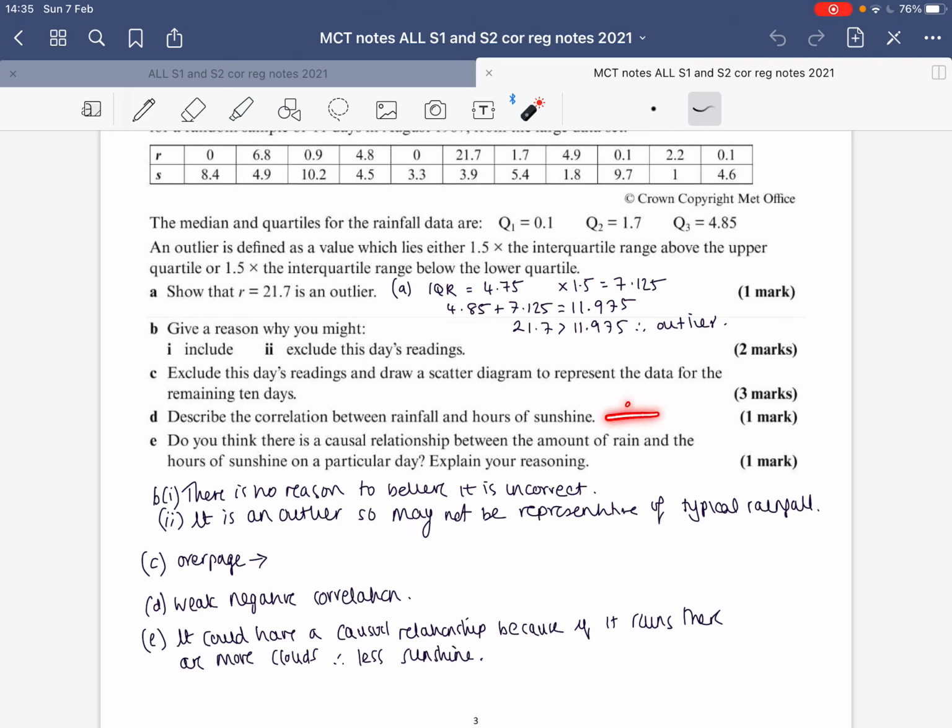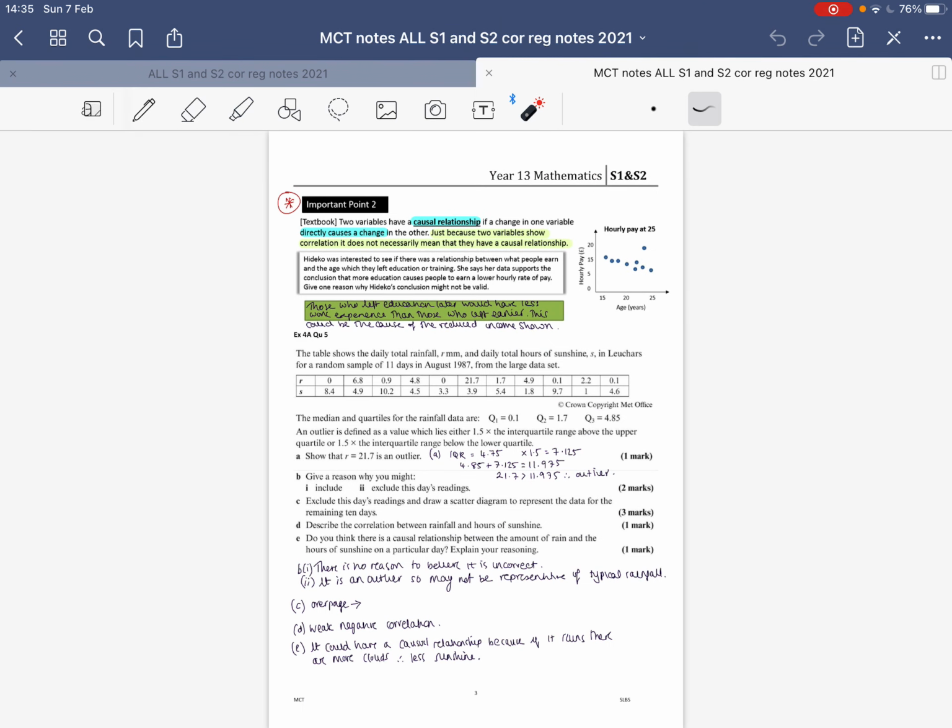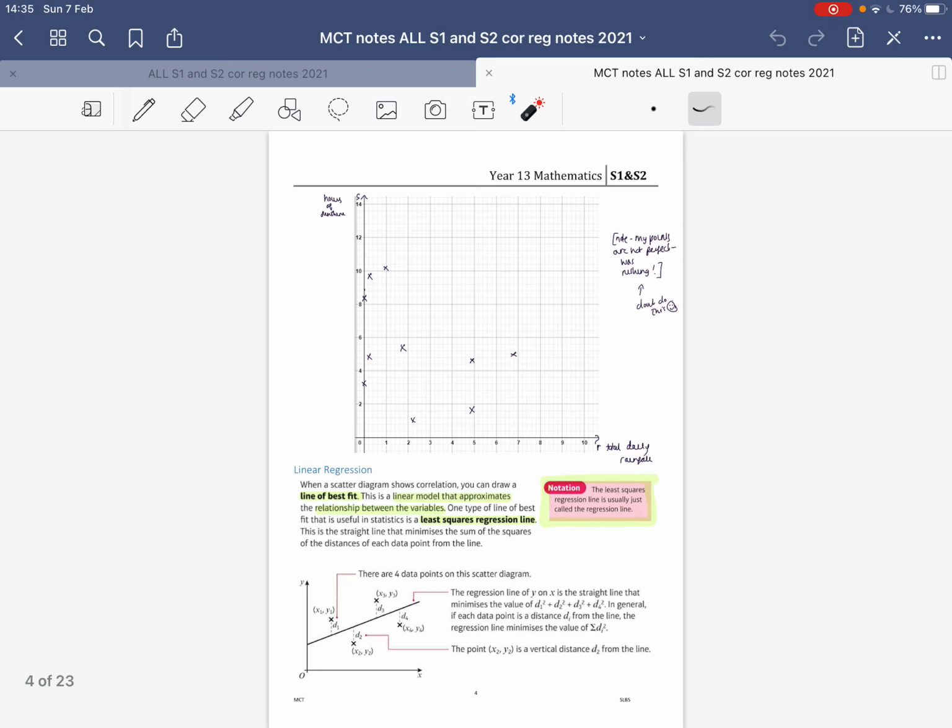Okay, so describe the correlation. Weak negative correlation. Do you think there's a causal relationship between the amount of rain and the hours of sunshine on a particular day? I've said yes, it could have a causal relationship. Because rain here on this axis, lots of rain means there's loads of clouds. And if there's loads of clouds, it's blocking out the sunshine. Okay, so I would say yes to that.